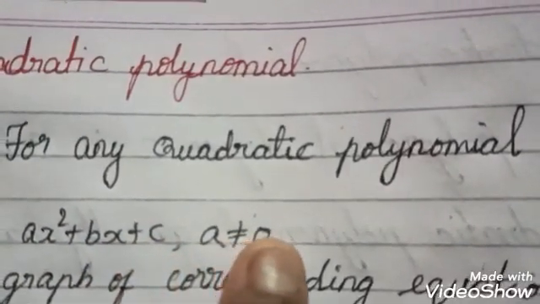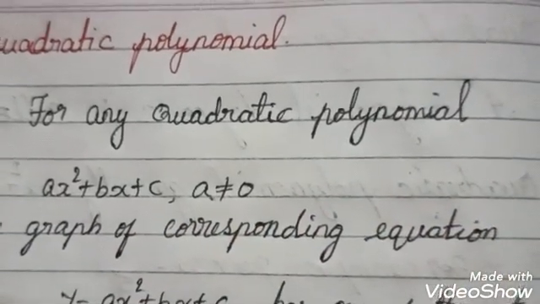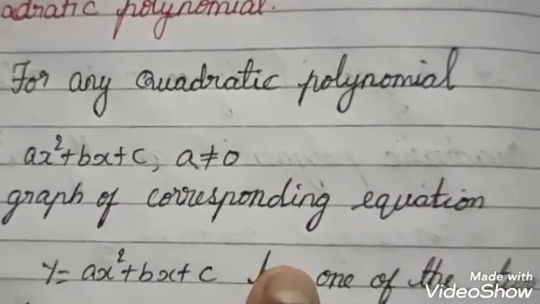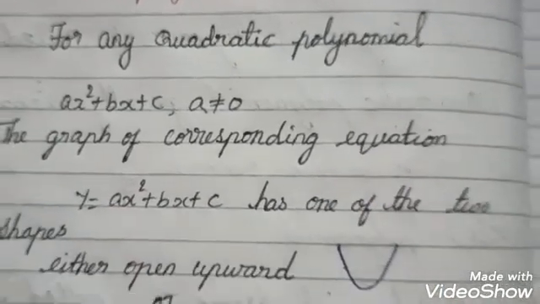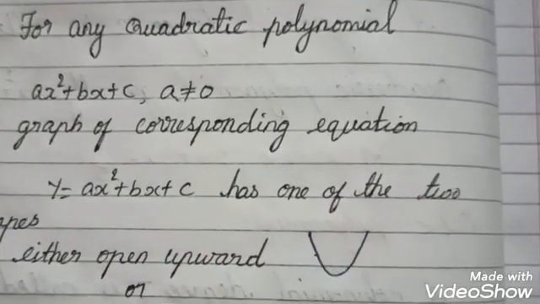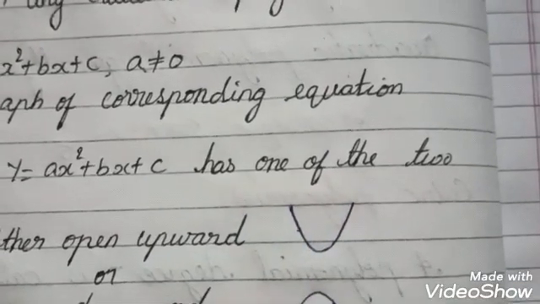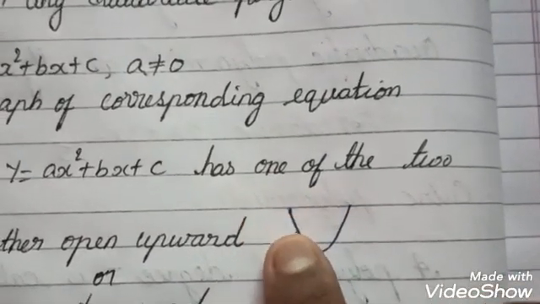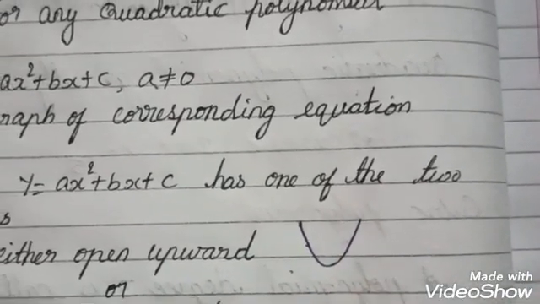Here a is not equal to 0. The graph of the corresponding equation, y equal to ax square plus bx plus c, has one of two shapes. What are the shapes? Either open upward or open downward. The shape is a U shape, or the reciprocal of a U shape. We say this is an open upward curve, and this one is an open downward curve.